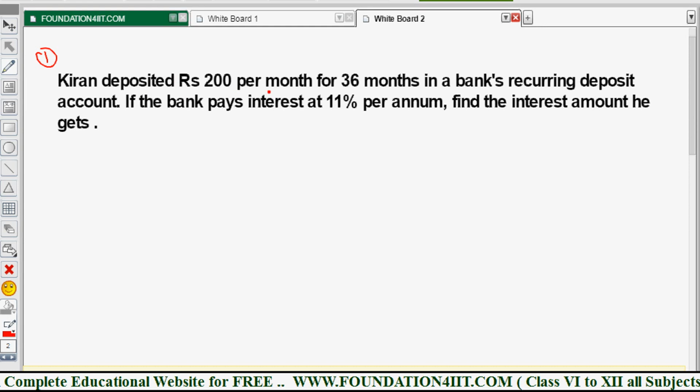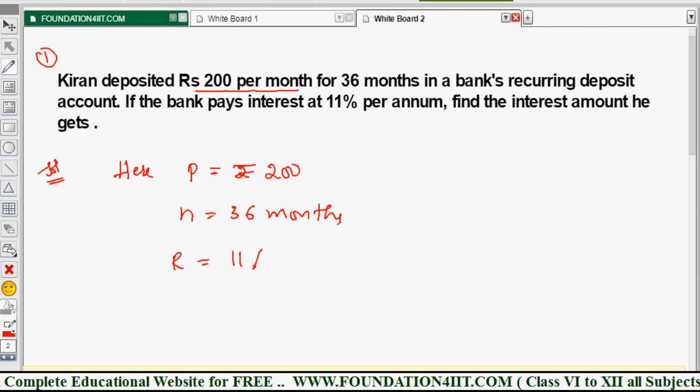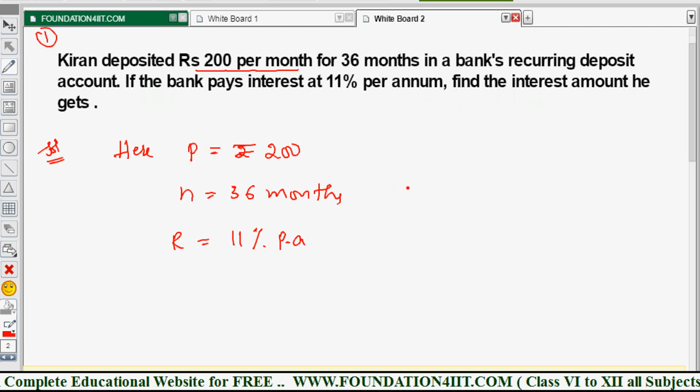He is depositing 200 rupees per month, so monthly we should take. From the question, P is equal to rupees 200, and the number of months N is 36. And the R value is given, the rate of interest is 11% per annum. Rate of interest is always per annum. And since he deposited 36 months in total, now if you observe, only the interest we need to find out in this problem.